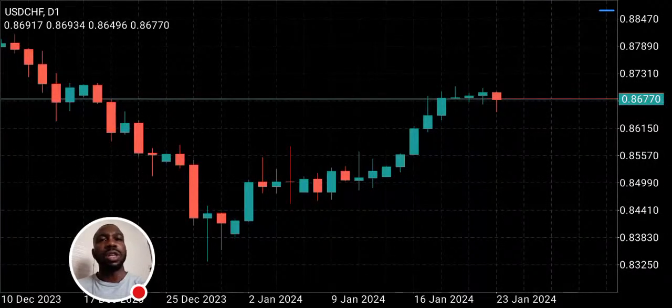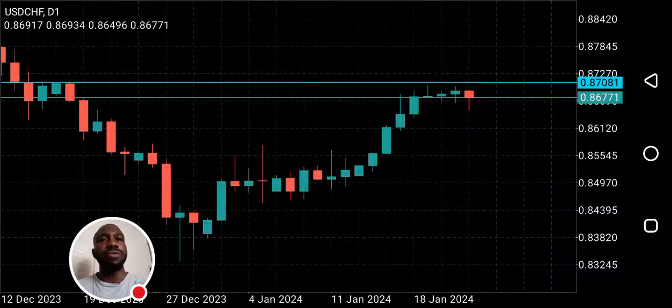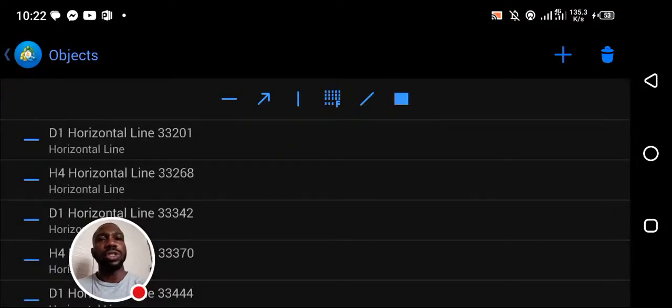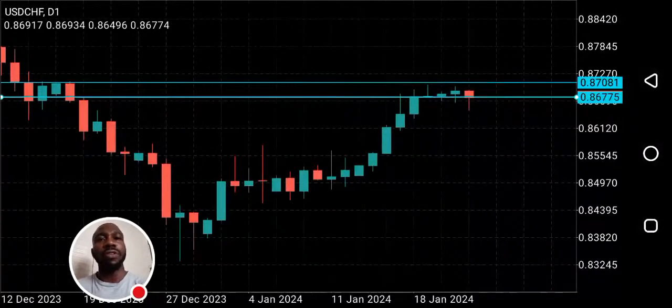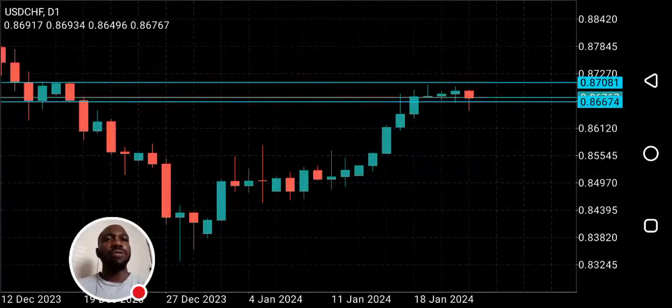Now, I want you to go back and see this. You'll see that we had a resistance here. You can see why there was a rejection from that level. This resistance zone is the reason for that rejection. Can you see that? So if today's candle closes bearish, there's a probability that USD CHF will be bearish tomorrow. But we don't have to wait for tomorrow's candle to close.